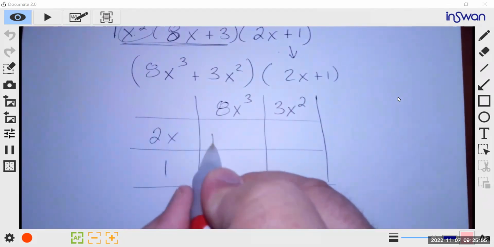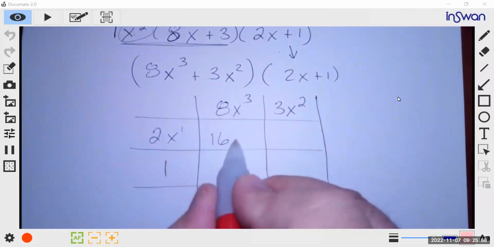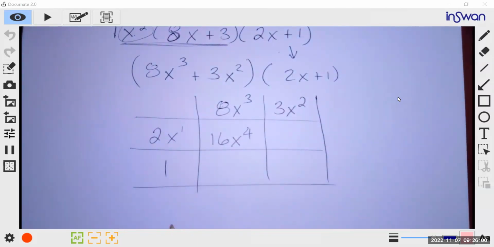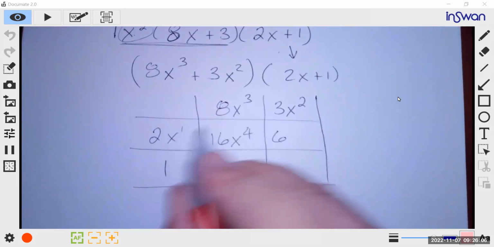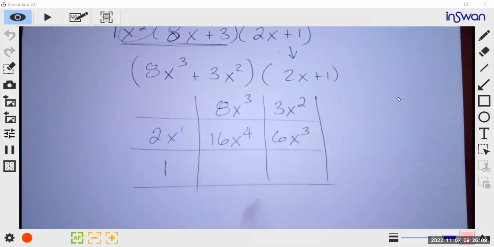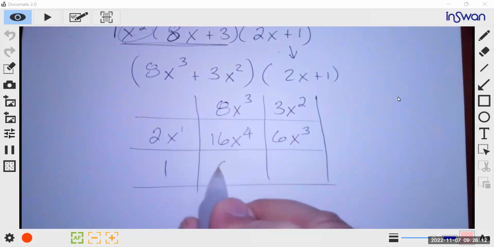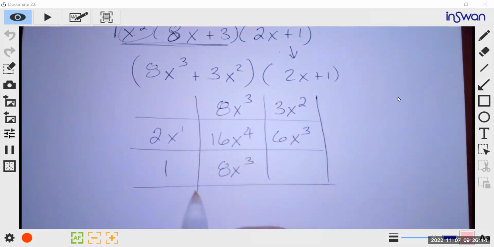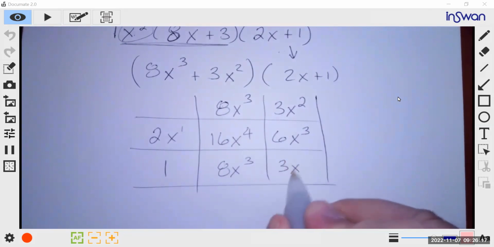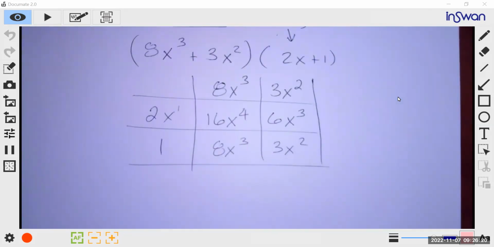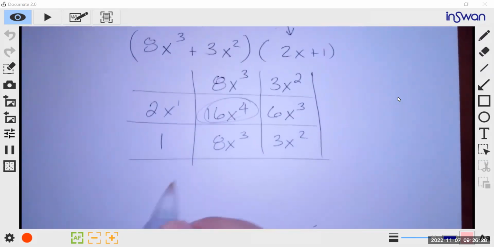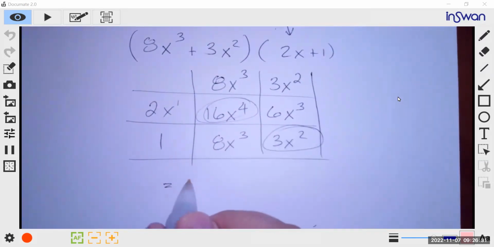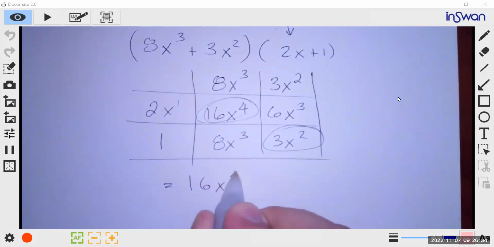Two times 8 is 16. X to the first times x to the third. There's 4 x's. Positive, positive, 2 times 3 is 6. X to the first times x squared is x cubed. 1 times 8x cubed is 8x cubed. 1 times 3x squared is 3x squared. The top and the bottom just stay there. I mean, nothing happens to those guys.